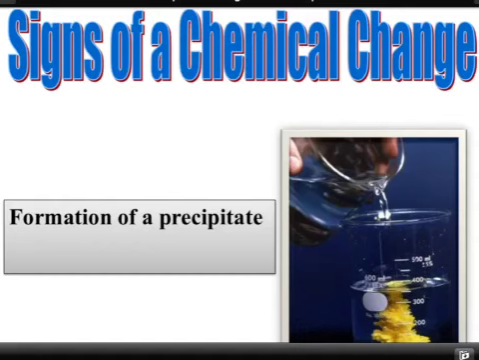In this picture, you see a clear liquid being poured into another clear liquid, and suddenly, lo and behold, this yellow solid appears out of nowhere. This is the formation of a precipitate. That yellow solid is called a precipitate. So anytime you have two liquids and a solid suddenly appears, that's a sign that a chemical change has occurred.